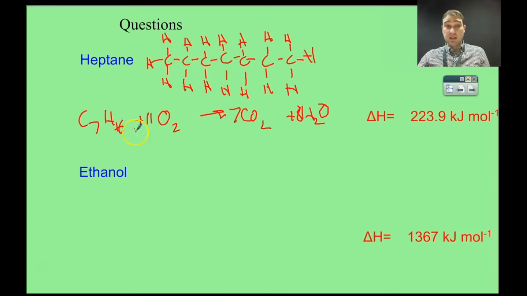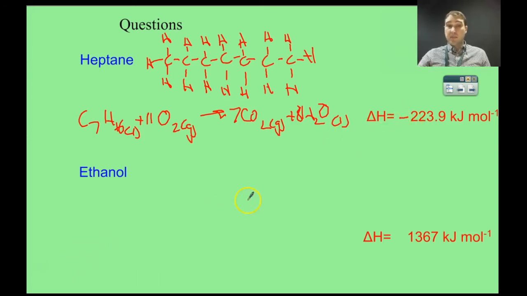Now I need to put in the states. Heptane is a liquid at room temperature, I believe. Oxygen is a gas, carbon dioxide is a gas, and water is a liquid. Now I need to put my sign on my delta H value, so I've got my magnitude, but I need to put my sign on there. Again, this is exothermic, so it's going to give off energy, so we're going to have a negative value there.